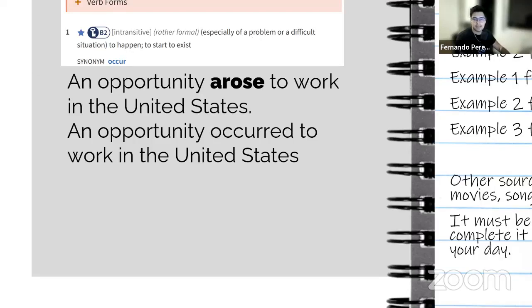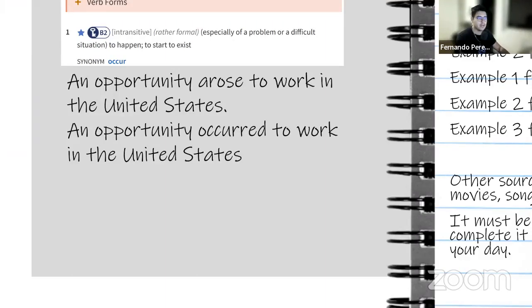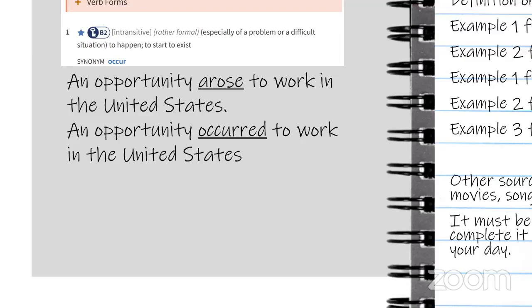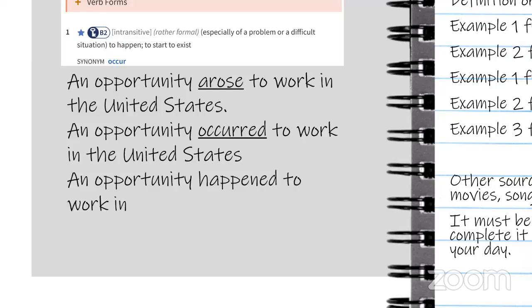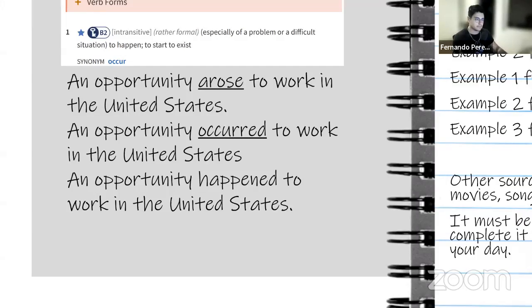Sorry, Isaac, replace the word arose with happen. Okay, an opportunity happened to work in the United States. That's it. And then you can understand how this word works.